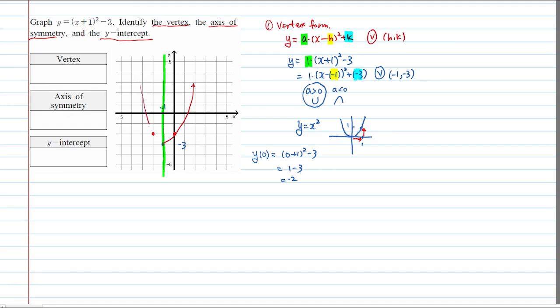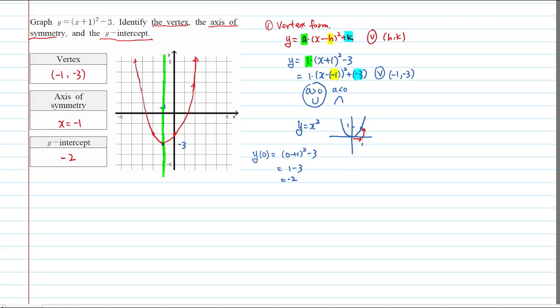Certainly we can find the x-intercept as well, but we're not going to bother for now because we're not trying to graph the exact function here. Okay, so your vertex will be (−1, −3), axis of symmetry, x is equal to negative 1. Your y-intercept, that's negative 2.